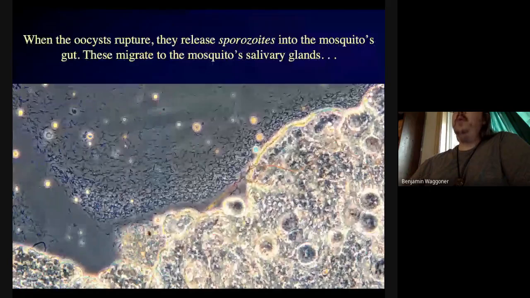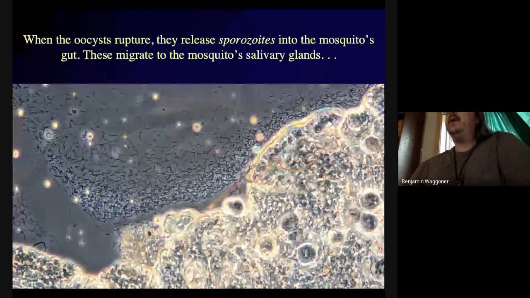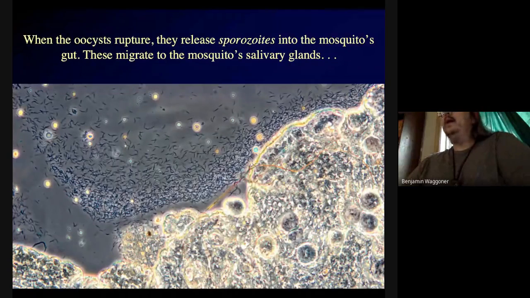When the oocysts rupture, they release sporozoites into the mosquito's gut. So there you've got a mosquito gut under dark field light microscopy. At the lower right quarter, you can see a number of these oocysts. They're the round things looking distinctive in that grainy mass that is the mosquito's gut itself.